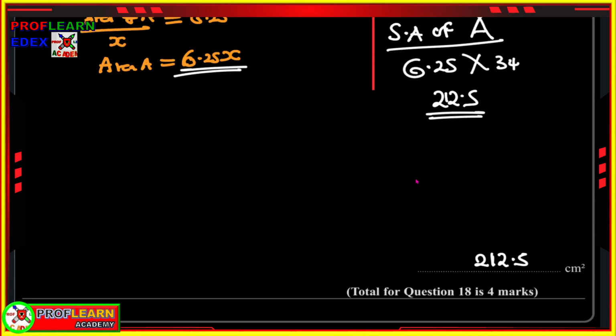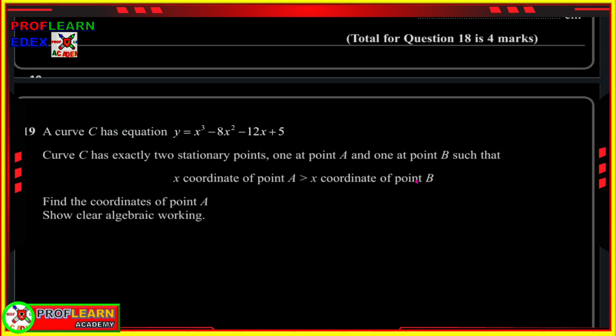Question number 19. We are told the curve has the equation this, and the curve has exactly two stationary points, one at point A and one at point B, such that the x coordinate of A is greater than the x coordinate of B. Find the coordinates of A and show your working. So this is basically differentiation.